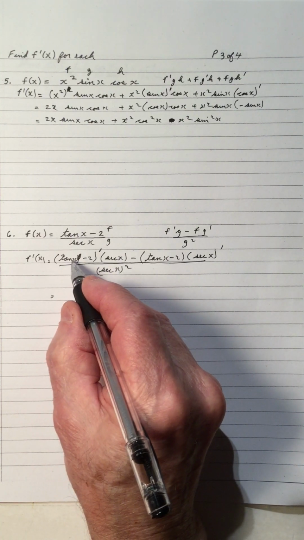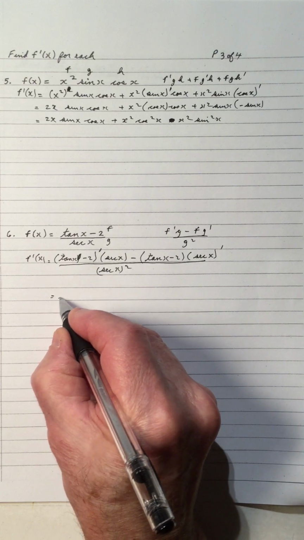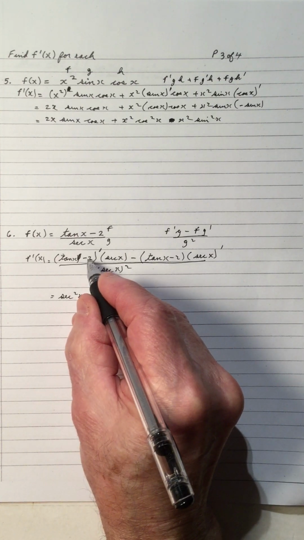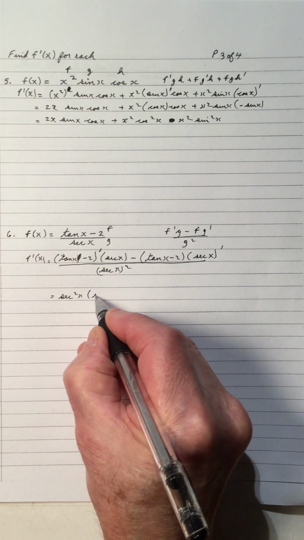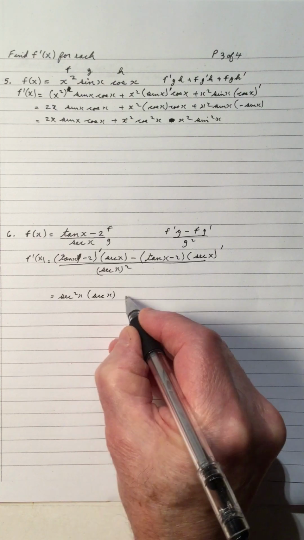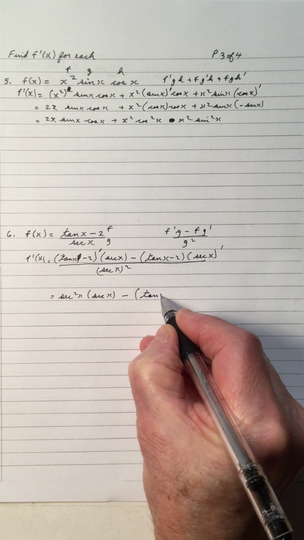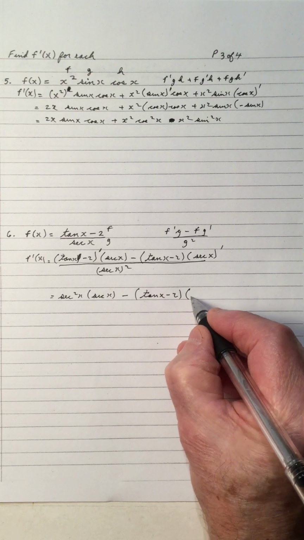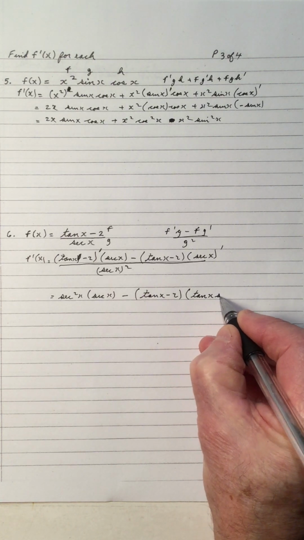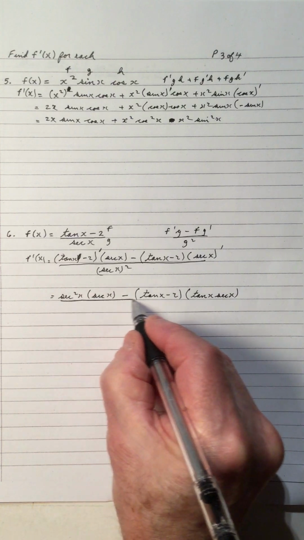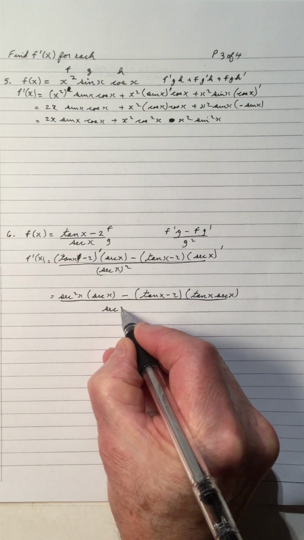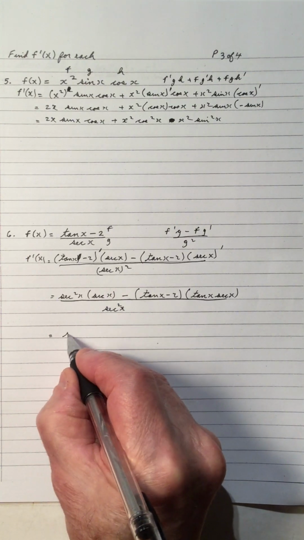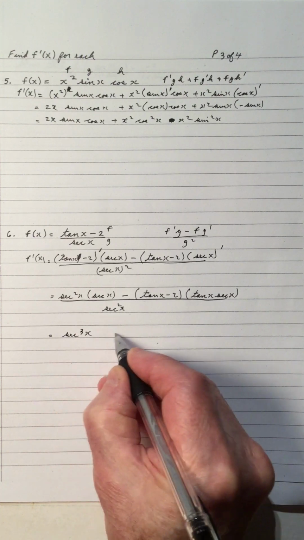So derivative of tan is secant squared. Derivative of 2 is 0. So that's secant squared times secant x minus tan x minus 2. And the derivative of secant is tan x secant x all over secant squared x. And so this is secant squared times secant, so this is secant cubed x.